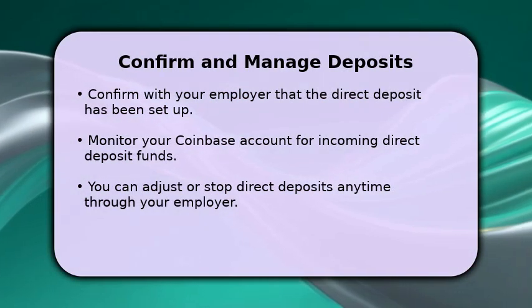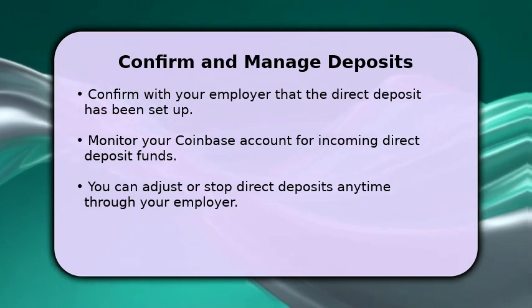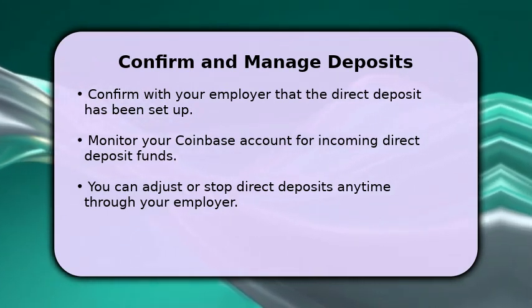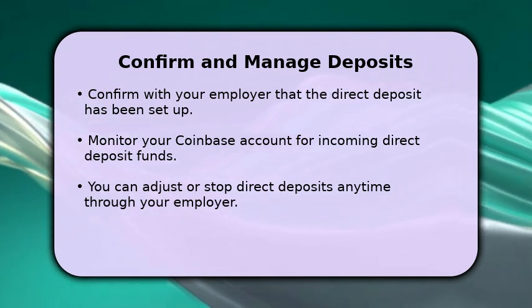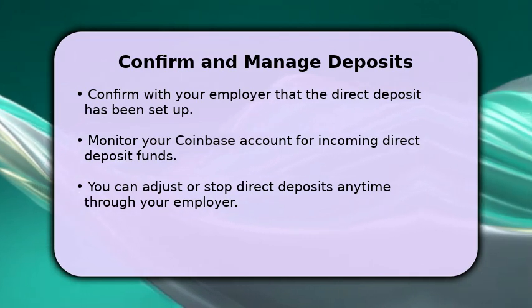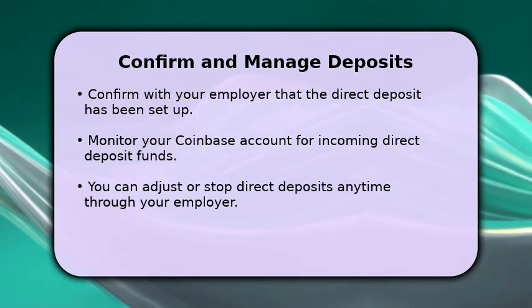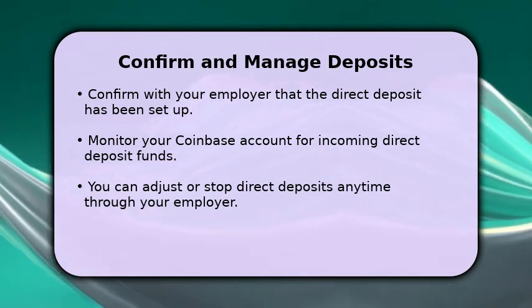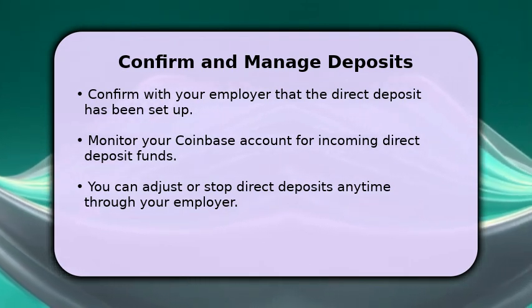After submitting your information, you would confirm with your employer that the direct deposit has been successfully initiated. It could take 1 or 2 pay cycles for the changes to become active. You would then monitor your Coinbase account for the arrival of your funds. You would also have the flexibility to modify or cancel your direct deposit through your employer's payroll system.